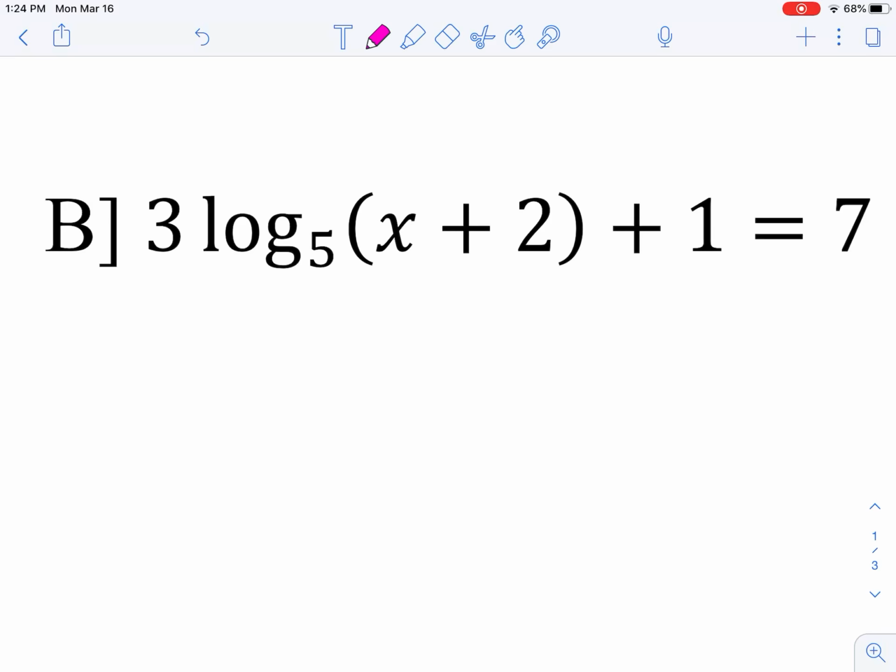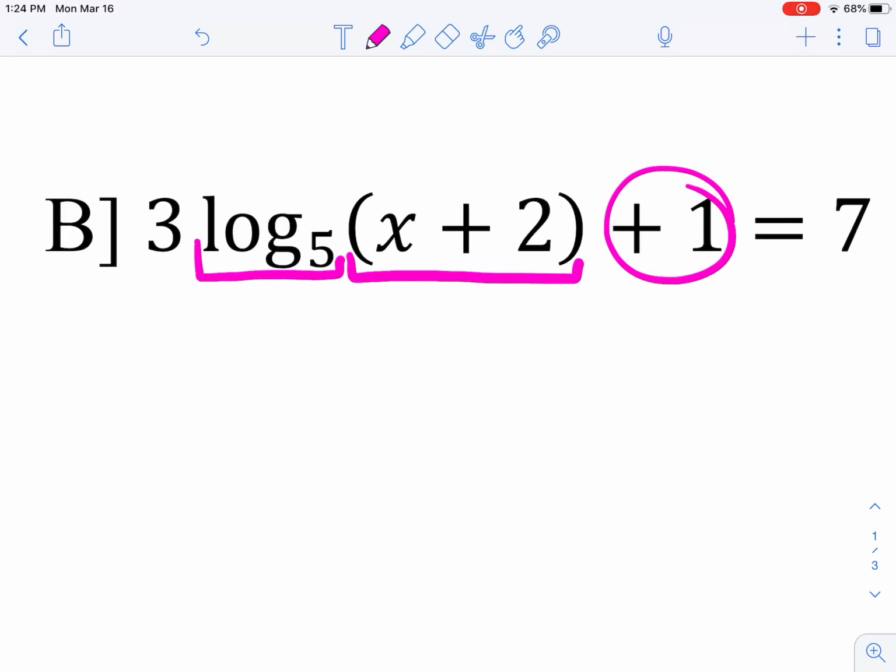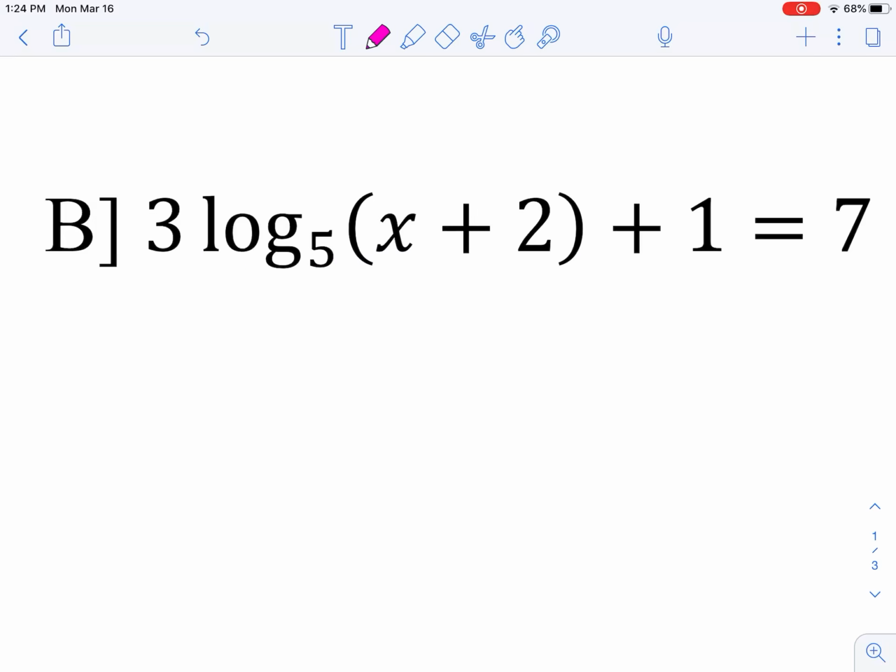All right, let's move on to example B here. So I have one log. I want to rewrite in exponential form. But before I can do that, I want my log to be isolated. Remember, a log is isolated if it's just the log, its base, and the argument. So that means I have to get rid of this +1 and this times 3. We are going to get rid of the +1 first. Just like if we had 3x plus 1 equals 7, we'd get rid of the +1 first.